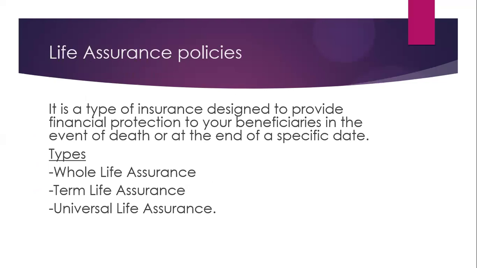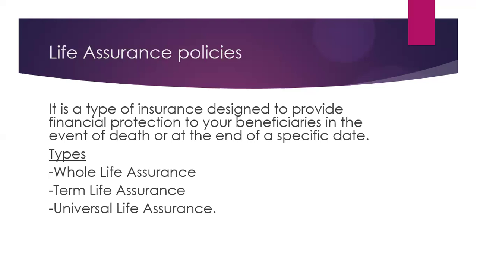So the life assurance policy, one may ask, what is it? It is a type of insurance designed to provide financial protection to your beneficiaries in the event of death or at the end of a specific date. So this is to protect yourself. An example can be a husband and a wife. The husband can provide a life insurance for his wife or for his mom or for himself, in the event of death. For example, if he dies, his wife and family will be able to gain some kind of financial protection from it. Do you get me?